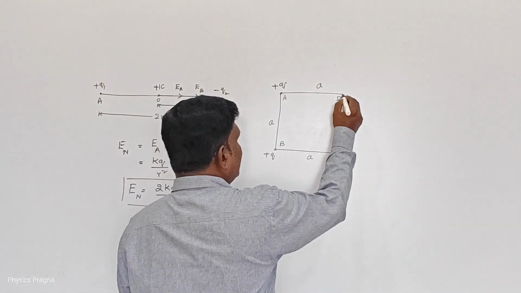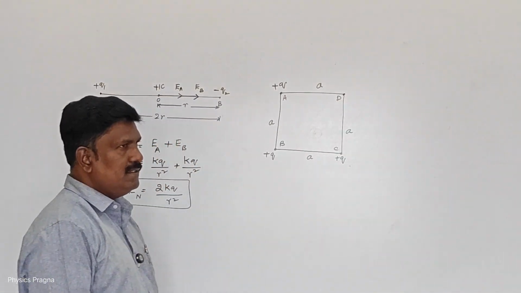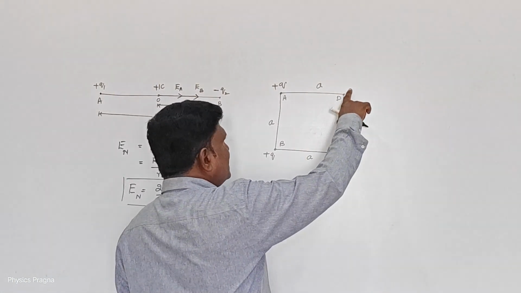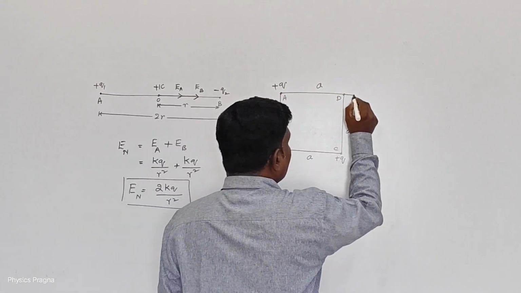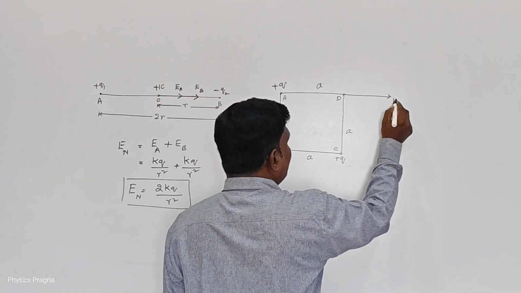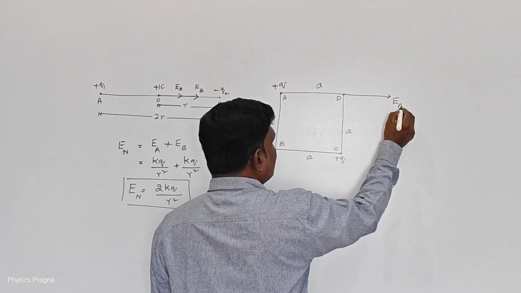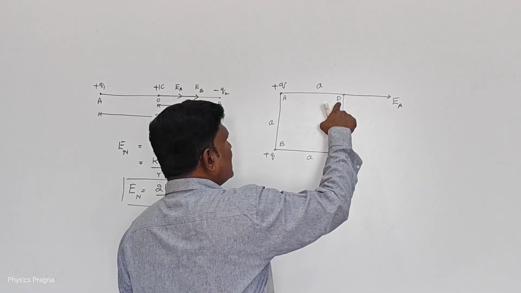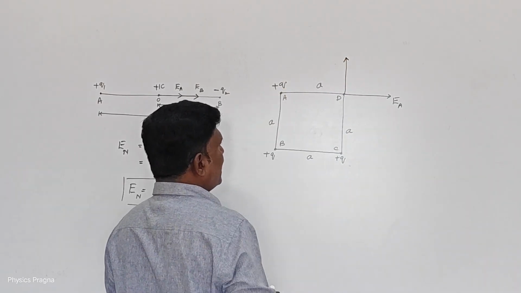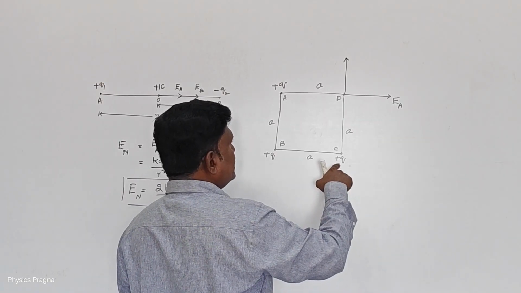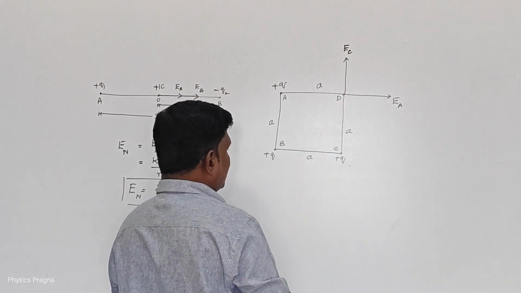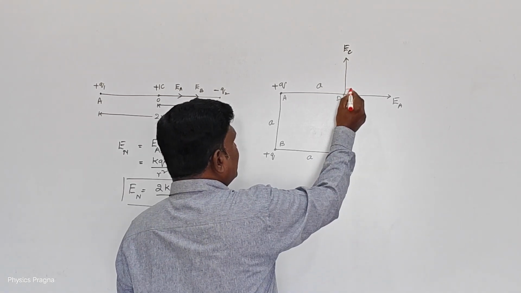Here at D, we imagine that one unit positive charge is there. The positive charge at A will repel this positive charge at D in this direction. That is the direction of the electric field due to the charge present at A. And this Q also repels the positive charge here, so the electric field here is like this. That is the direction of the electric field at D due to the charge present at C. These two are at 90 degrees. The angle between them is 90 degrees.